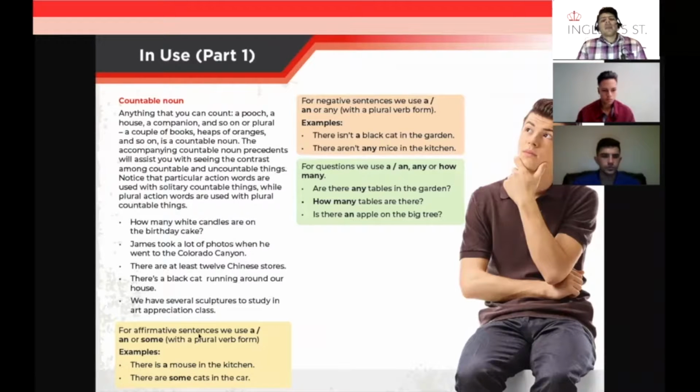Notice that particular action words are used with solitary countable things, while plural action words are used with plural countable things. Okay, so vamos a ver algunas reglas aquí dentro de lo que estamos. Empezamos con la parte que está aquí. Okay. Roman, can you read it, please?